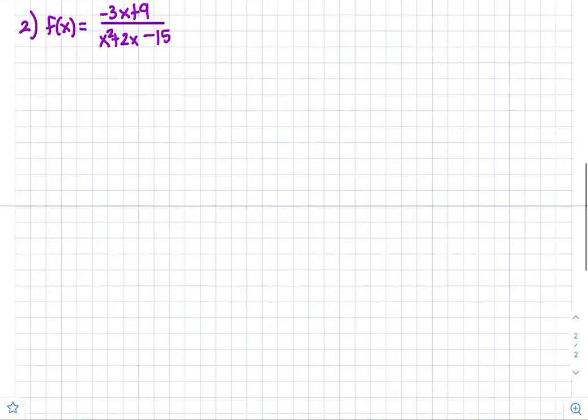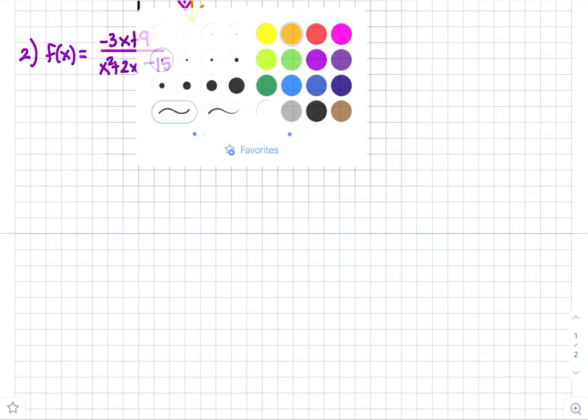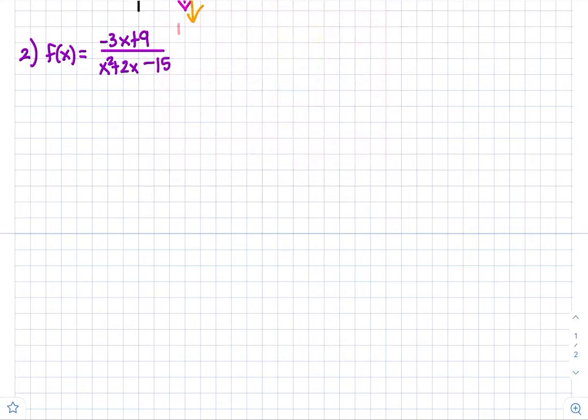Okay, number 2. Again, follow your notes, right? Horizontal asymptote. Compare the degrees. Highest degree is 1, coming from here. Highest degree is 2 on the bottom, coming from there. Now, if the denominator is bigger than the numerator, that means your horizontal asymptote is going to be y equal to 0. That's your third case in your notes.